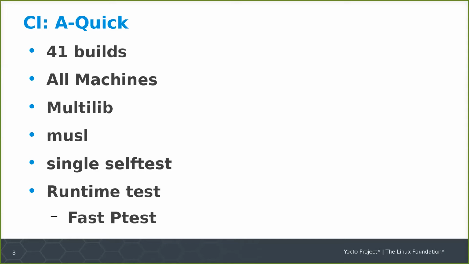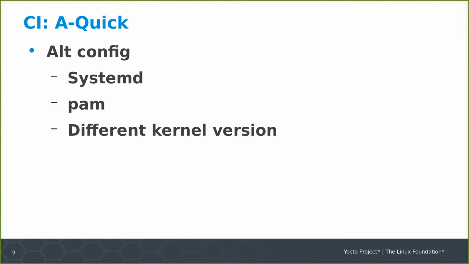I'll go into self-test a little bit later. It'll do runtime tests, but the fast P test is just a quick sanity verification that I believe Richard probably is the one that uses it the most. Maybe Steve for Dunfell. We also have an alt config. It's an alternate configuration where we throw in systemd, PAM, and we'll do one of the other kernel versions. In the past, it was the LTSI, but I think depending on the release, the actual version changes what we run.